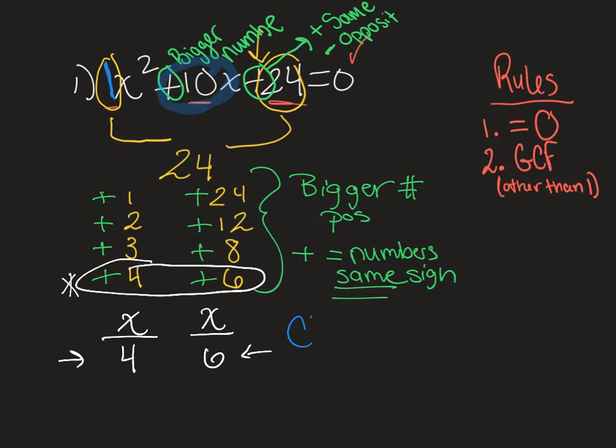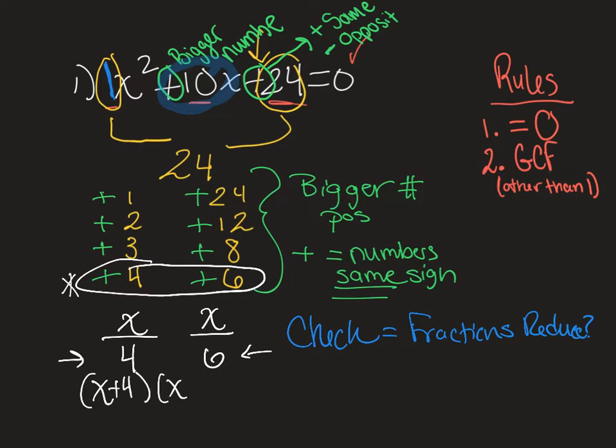You need to check. Do the fractions reduce? In our case, they don't. And since they don't, I can write my final answer. It's an x, and that's a positive 4, so plus 4. And that x is a positive 6, so plus 6. This is what we mean. This is the factored form right here. We have factored it.